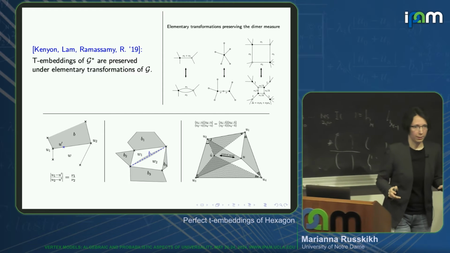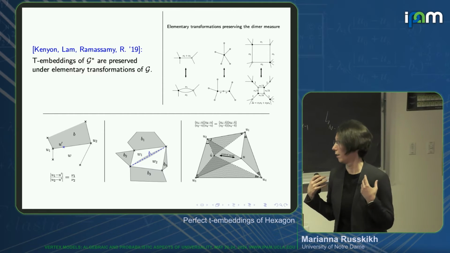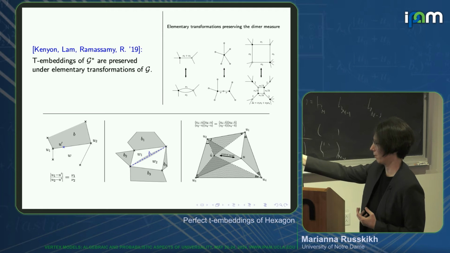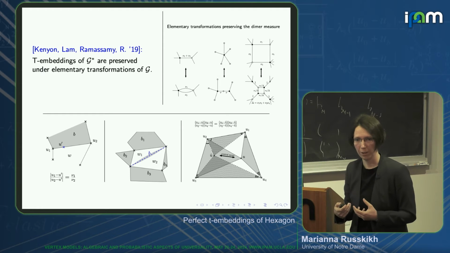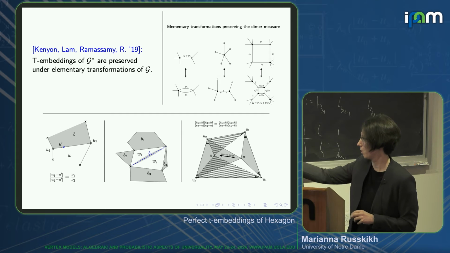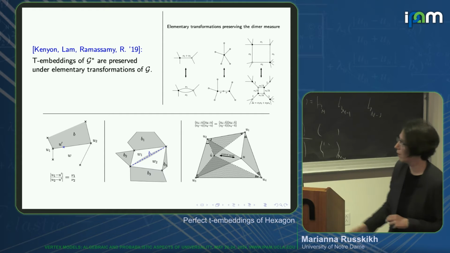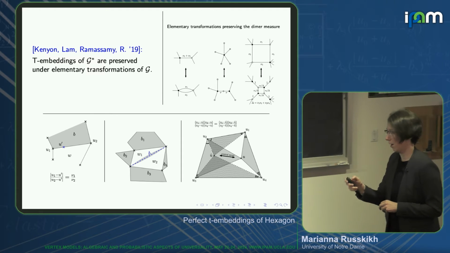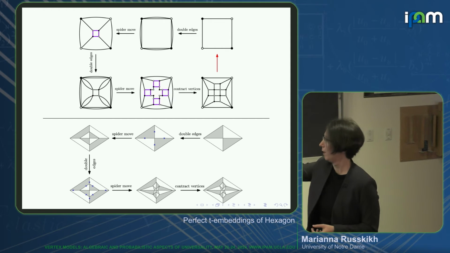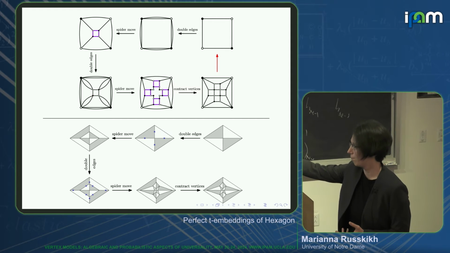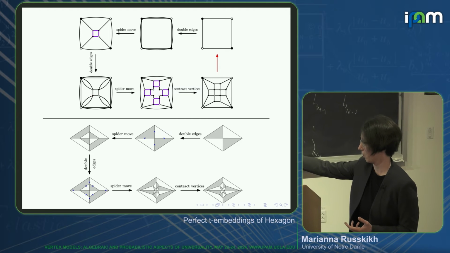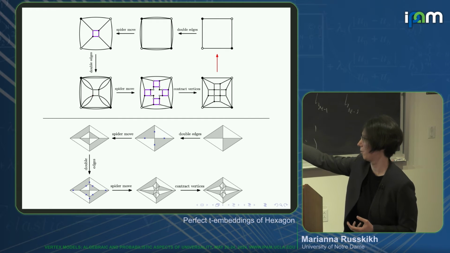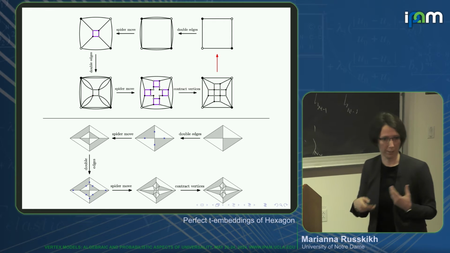I'm not going to go into details, but how did we prove existence for the outer face of degree 4? So it is known that there are elementary transformations of the bipartite graph that don't change the probability measure. So you can locally change a graph a little bit without changing the probability measure, with some rules which are shown here. And we showed that the t-embeddings are preserved under these elementary transformations. And what is special about outer face of degree 4, it is known that if you start with any bipartite graph with outer face of degree 4, then there is a sequence of elementary transformations. So you can just reduce it. You can simplify it to a simple square using these elementary transformations.